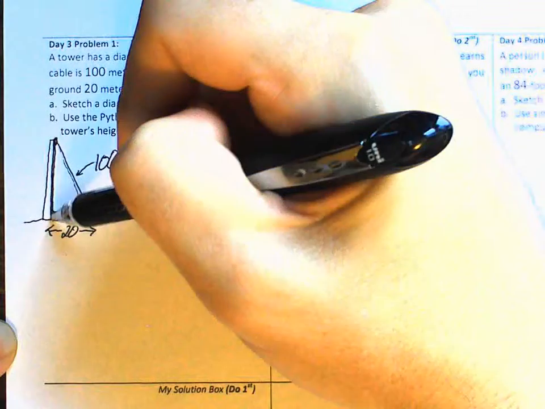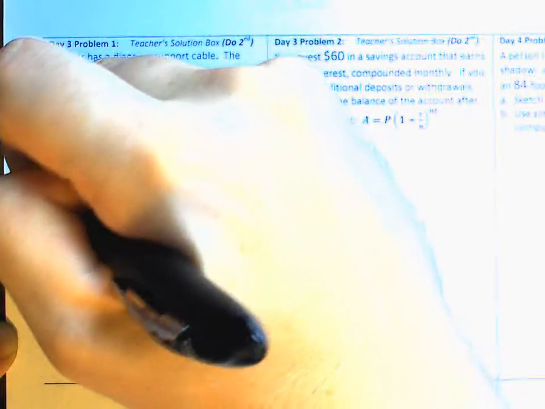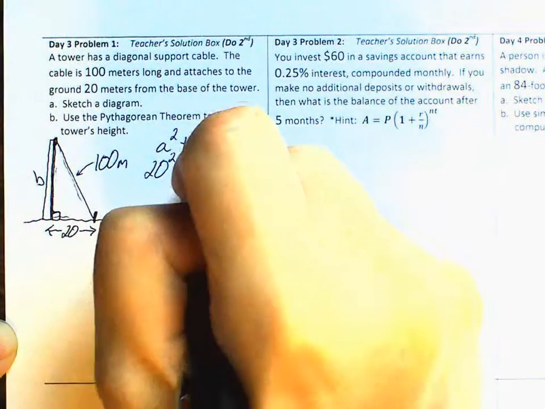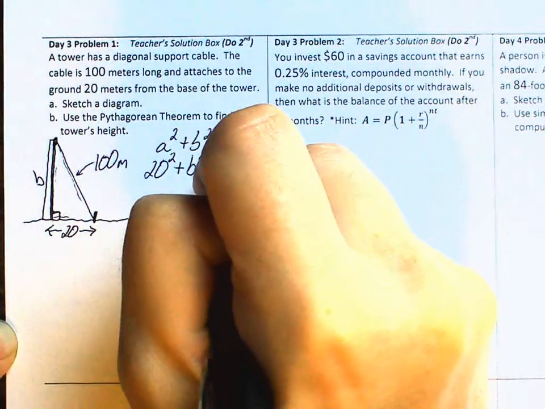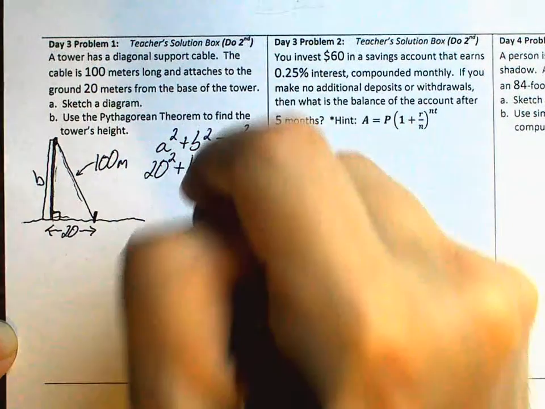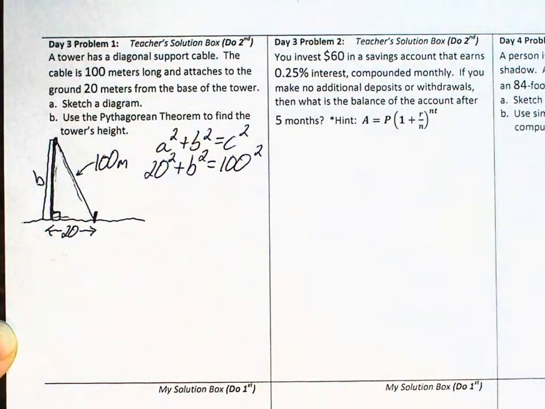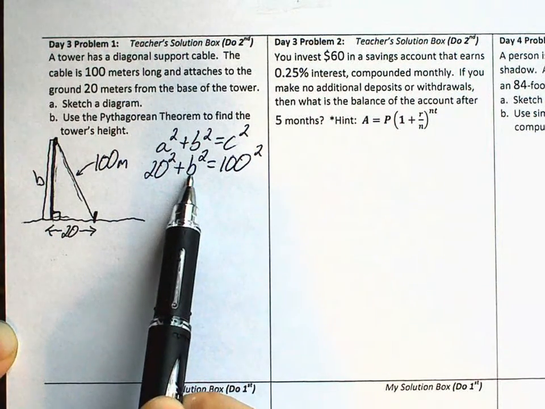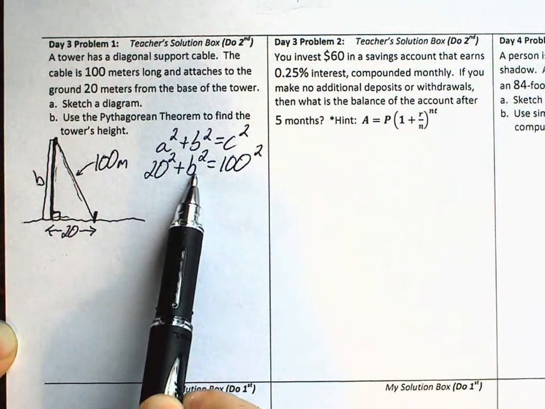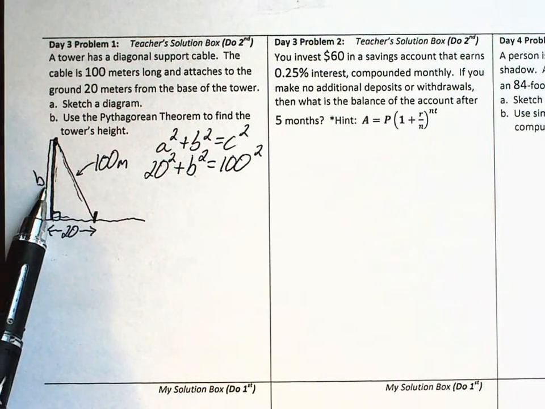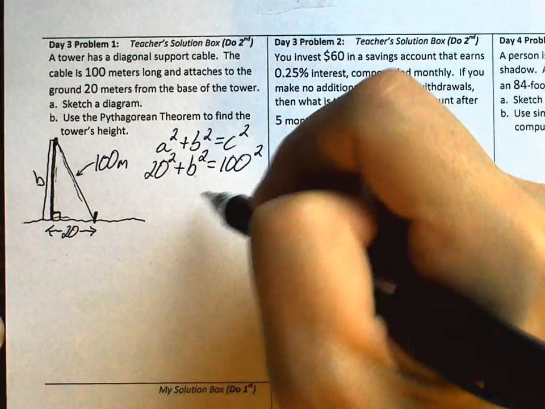This side here, the one we do not know, let's call b. And so in our formula, that stays as the variable b. And then for the letter c, fill in 100. So here's an equation involving the variable b. If we solve this equation for b, that will figure out the height of this tower.